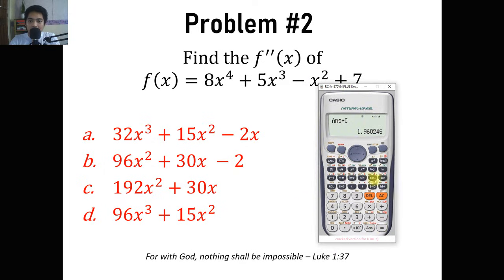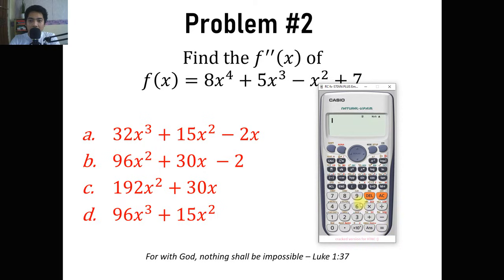So let's go now to the choices. First, letter A: 32x cubed, I mean, plus 15 alpha x squared minus 2 alpha x. Then solve using x 0.1. Okay, and then we have the answer. Compare it, divide it by our C, the value that we have solved using the formula. So it's not equal to 1.